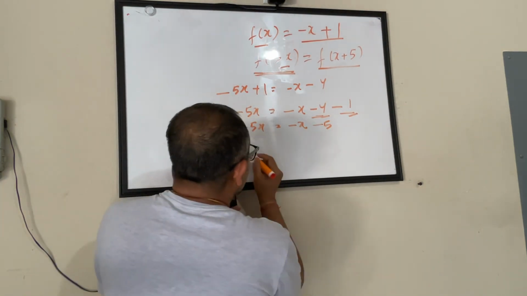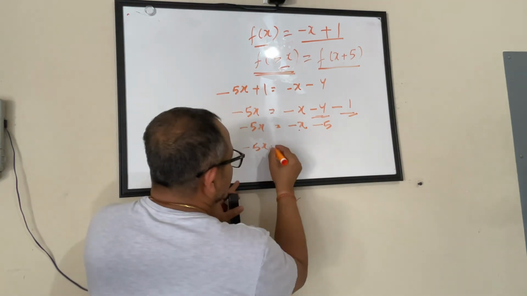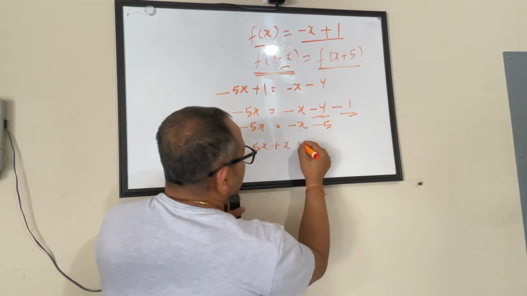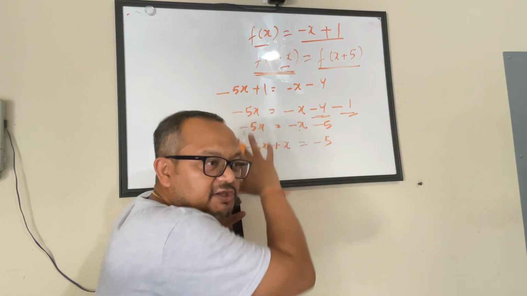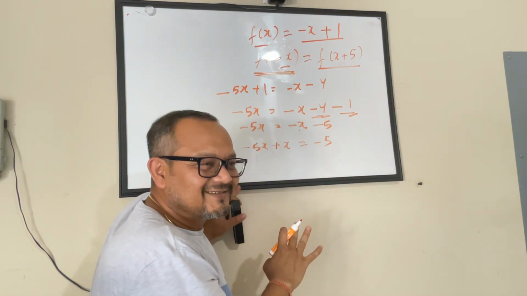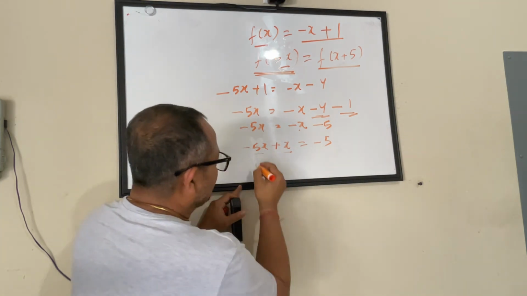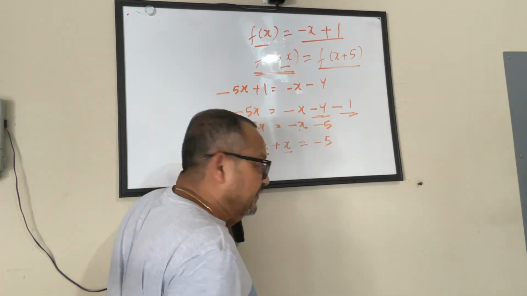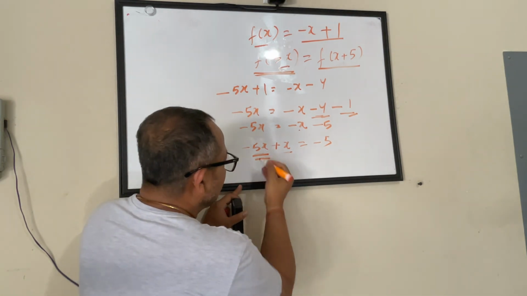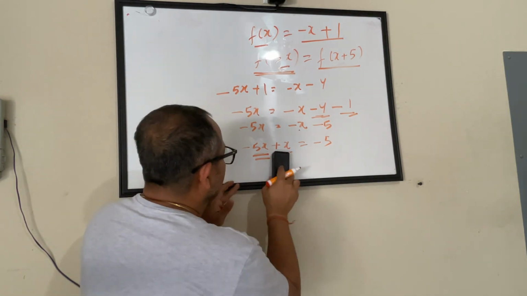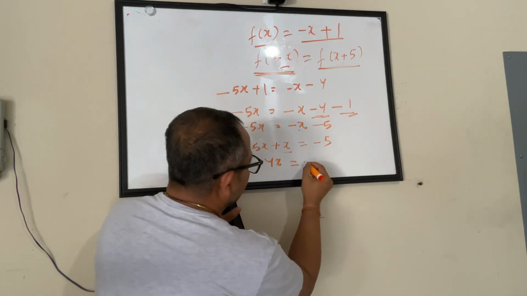Now let's get x also this side. X to one side. So here it is minus x. Here it comes, it becomes plus x equals minus 5. So far the story is going well. Okay. Now minus 5x plus x. So minus 5x of credit and 1x of debit. 5 negative, 1 positive makes it 1 less negative. This equals minus 5.